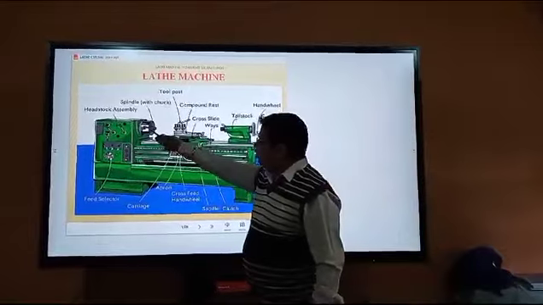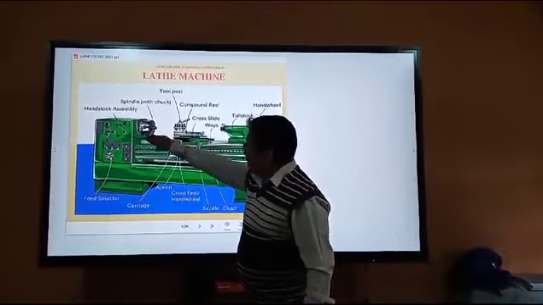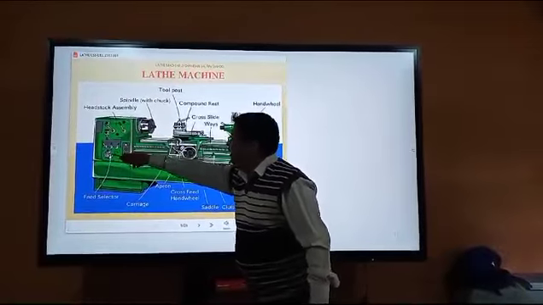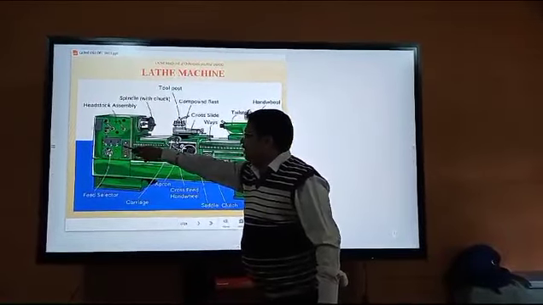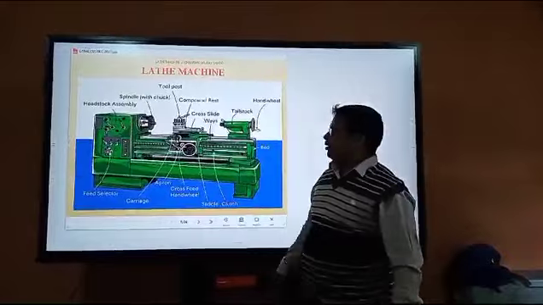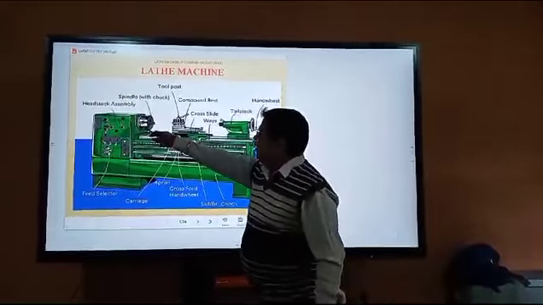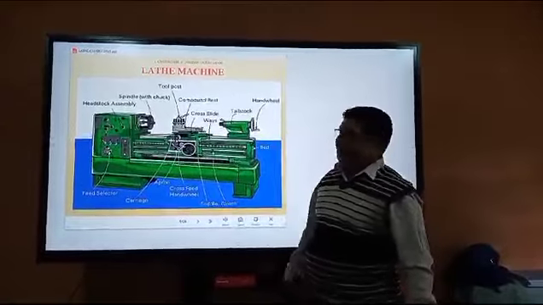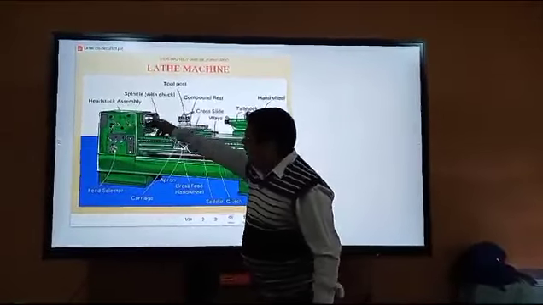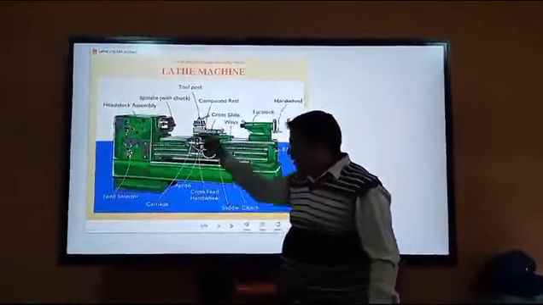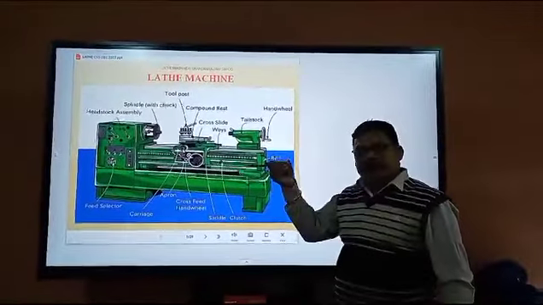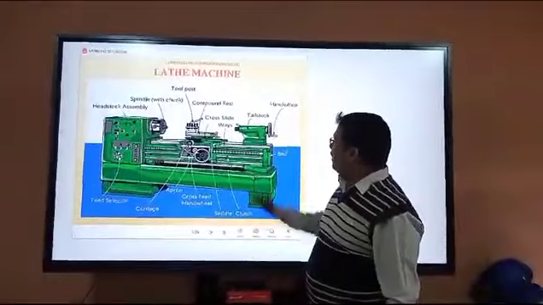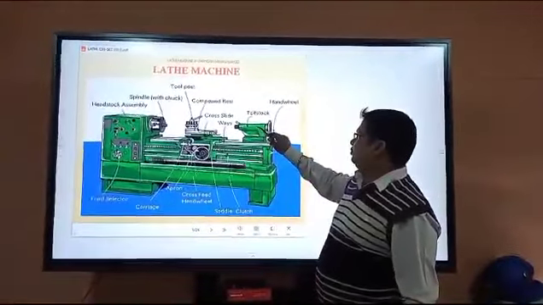And this chuck is connected with the headstock. This entire side is known as the headstock, and the headstock has a spindle. Exactly, this chuck is mounted on the spindle, and that spindle is indirectly connected with the electric motor through some mechanical drive mechanisms.